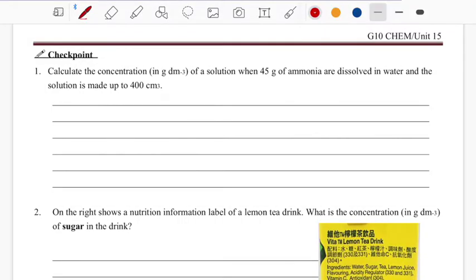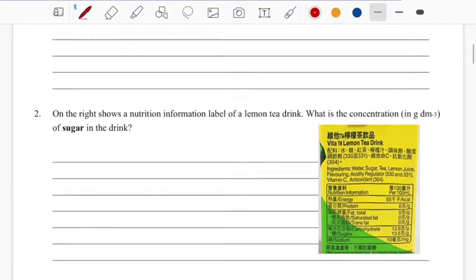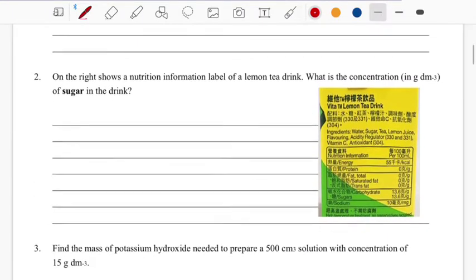On the next page, we have 4 checkpoint questions. So please pause the video here, complete the questions first, and then look for the explanation. Here, I will pick question 2 and question 4 to go through with you. For question 1 and 3, you can refer to the answers at the back of the notes. So take a look at the second question.